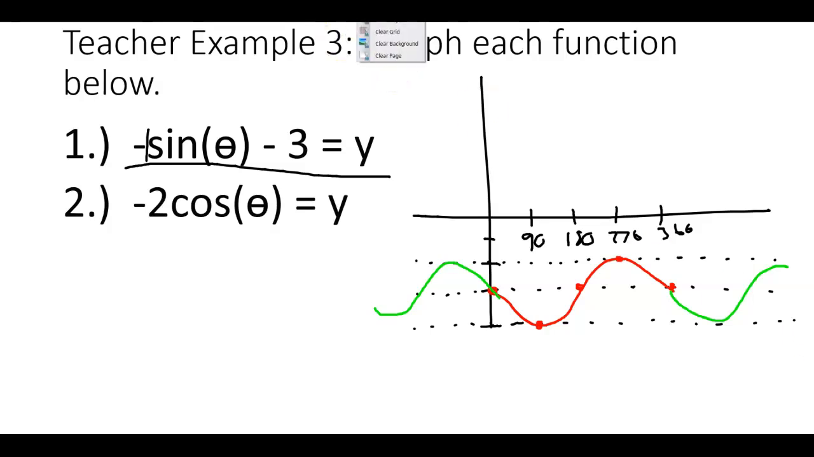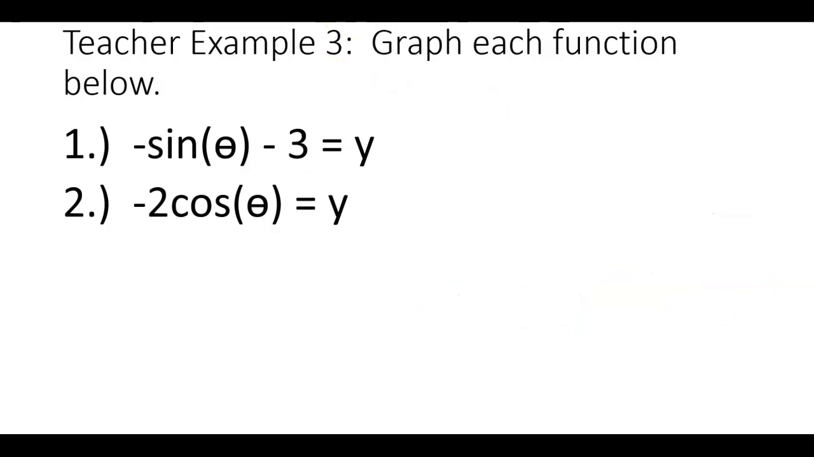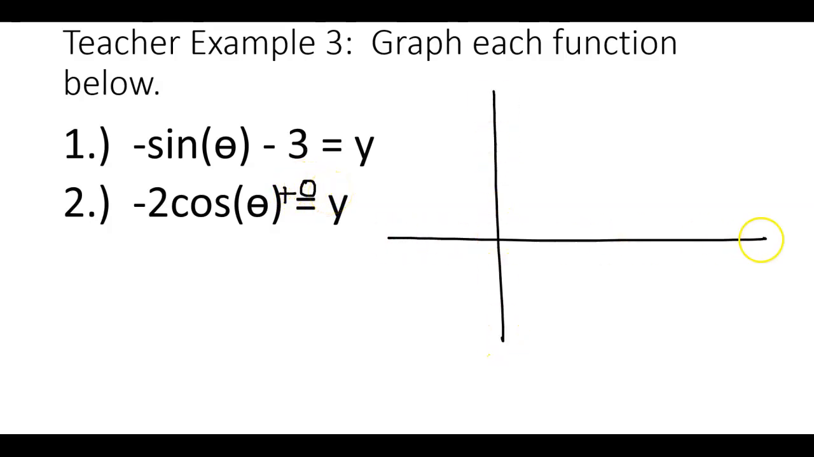All right, let's go ahead and do the second one, number 2. Number 2, you'll notice that there's no number being added or subtracted to the cosine. That means it's 0. So that means that my midline is going to be 0, which is basically the x-axis or the theta axis, we could call it. I'll do radians this time, just going to change it up a little bit. So this time my midline is 0. So I'm going to put a dotted line right on the x-axis this time.